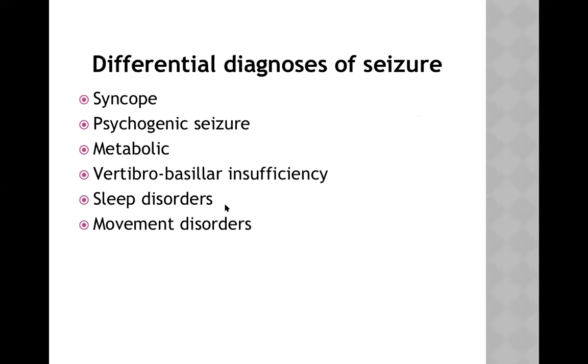Sleep disorder: many of the children or even adults shake their body during sleep, or sometimes they scream during sleep. It can be confused sometimes. And movement disorder: there are so many different types of movement disorder like chorea, athetosis, hemiballismus, tics. All of these are examples. And if we do not take history properly, we may confuse this with seizure. Now, if somebody asks you how to differentiate them, you can always take the help of history taking, physical examination, and investigation.